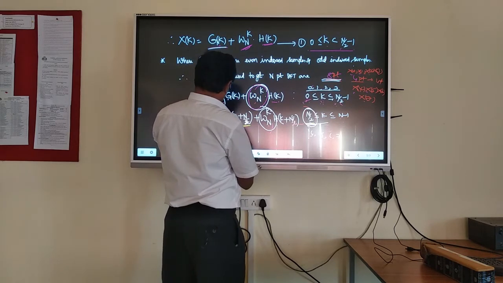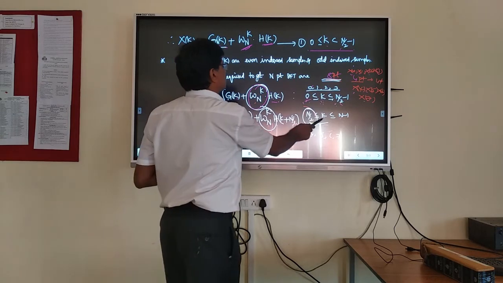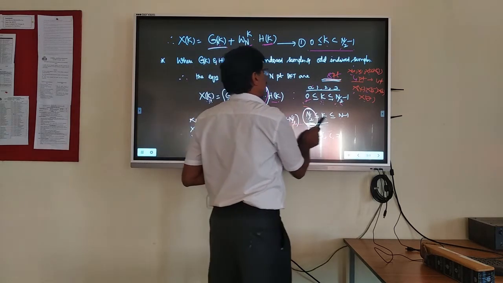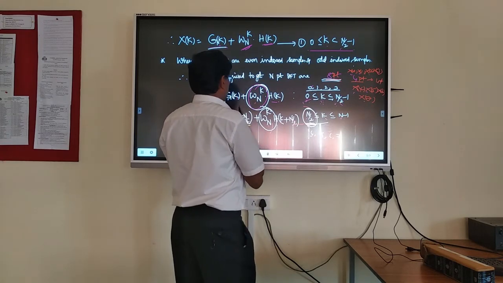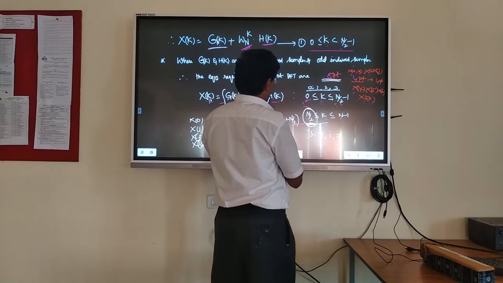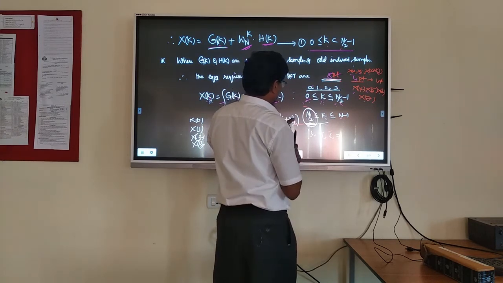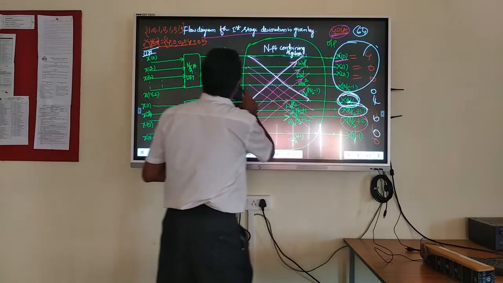G, for example, X4 is equal to, let's say when k is greater than 4, less than n minus 1. Here n by 2 is 4. 4 plus 0 is g4. Omega n power 4. H of k plus 4, 0 plus 4 should be g4. Therefore, you will get like this.